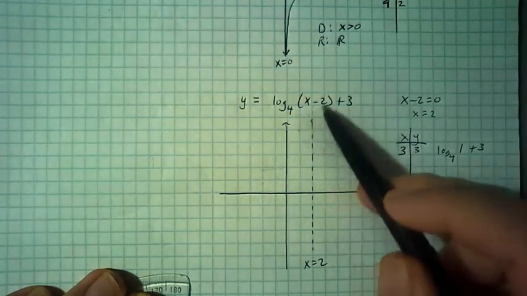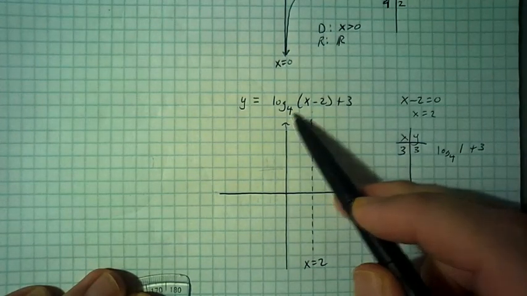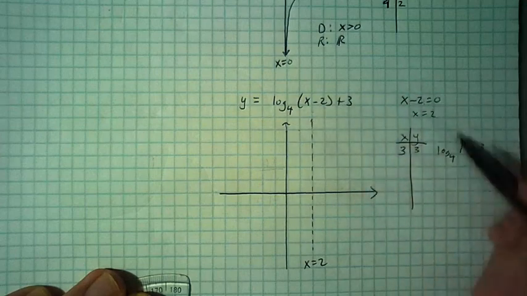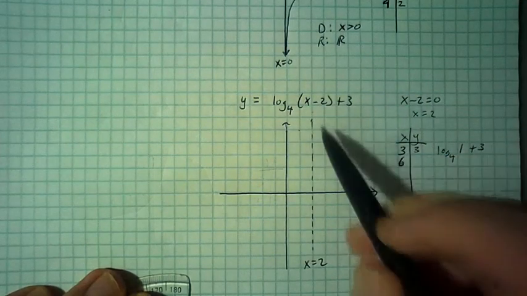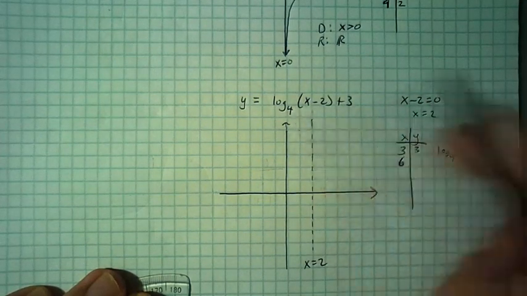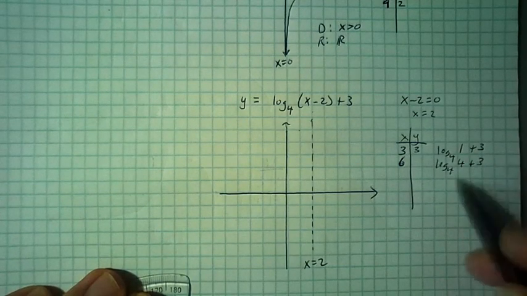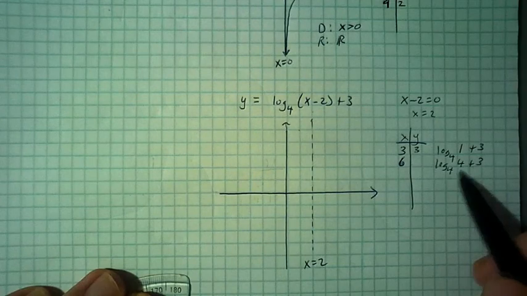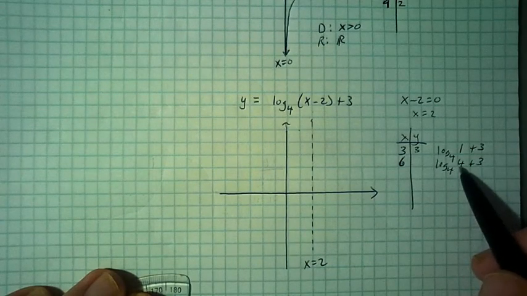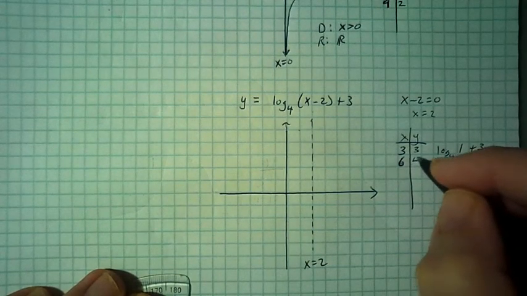The next one I want is to make the inside equal to my base. I want the inside to be 4, so I need to stick in 6, because 6 minus 2 is 4. That'll make these the same, and I'll get log base 4 of 4, plus 3. What power do I stick on 4 to get 4? Well, 1, right? 4 to the first power is 4. 1 plus 3 is 4.